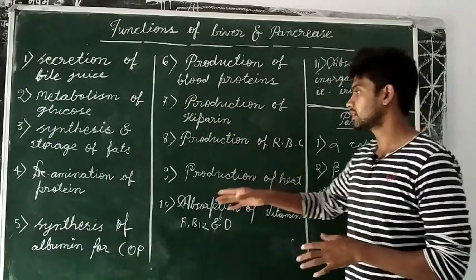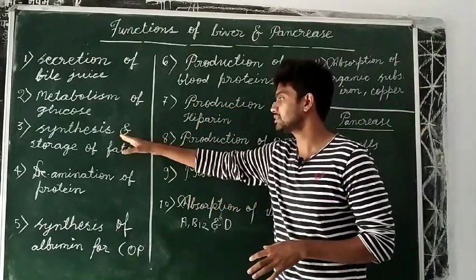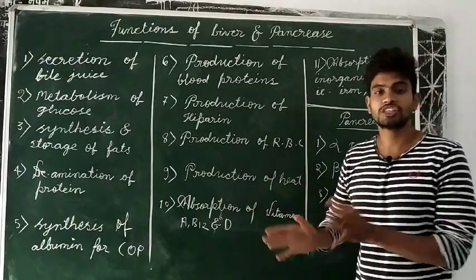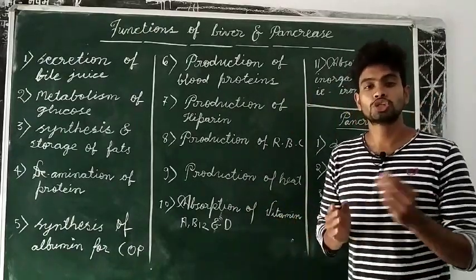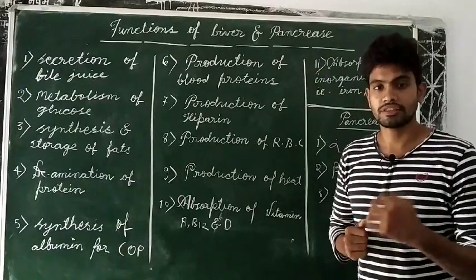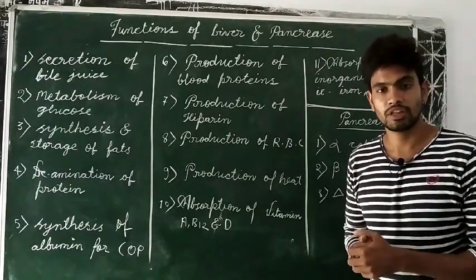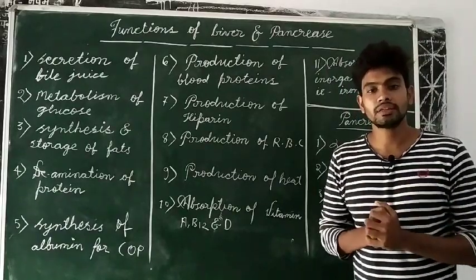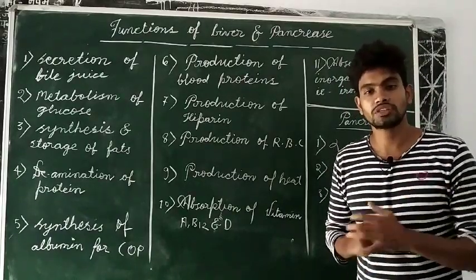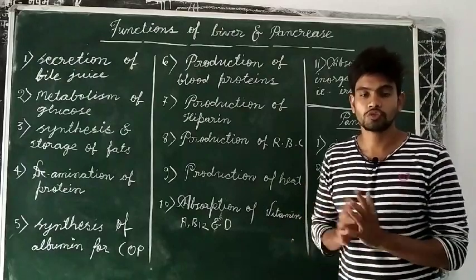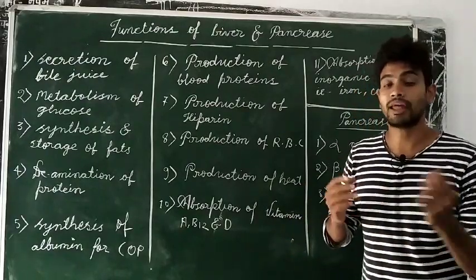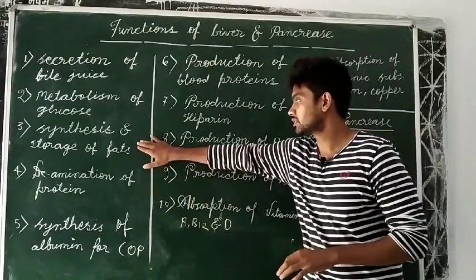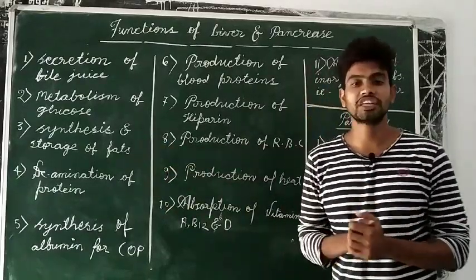Now let's come to the third process, which is synthesis and storage of fats. It includes 2 important processes. The first one is lipogenesis. When I say lipogenesis, I mean that an excess amount of glucose is converted into fats. This whole process is called lipogenesis.